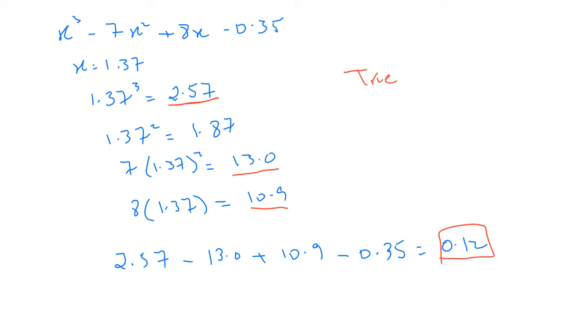The true value, anyone found the true value? 1.37 cube minus 7 times 1.37 square plus 8 times 1.37 minus 0.35 gives 0.04353. So you can find the error, which is the true value minus the approximated value. The approximated value is 0.12 divided by the true value. So it is 178.7%.